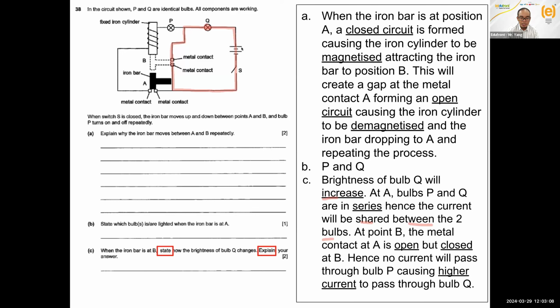Okay, so let me just repeat here. Let's say now there are 20 units of electricity. This bulb here will also get 20 units of brightness. Now before that, when the iron bar was at position A, the circuit goes this way, right? When the circuit goes this way, this is 20, so this will be 10 units, and this will be 10 units, because it is in series. Okay? Understand?